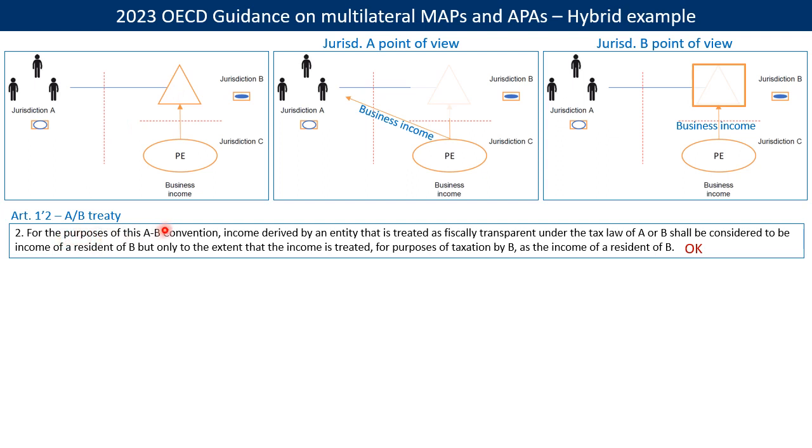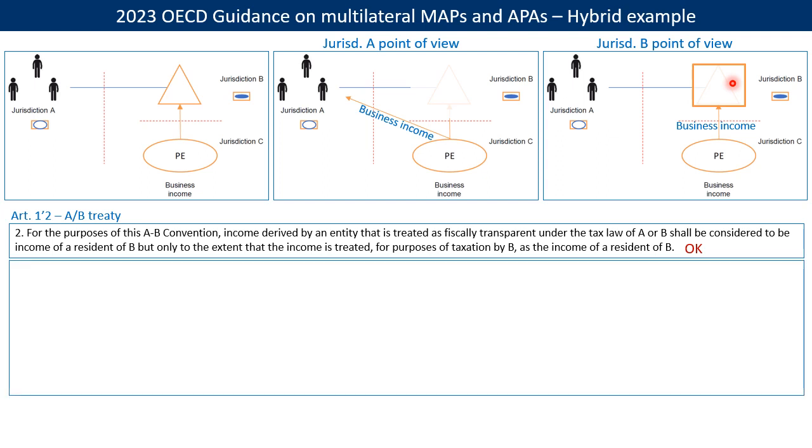So for purposes of the AB convention, income derived by an entity, the partnership, that is treated as fiscally transparent under the tax laws of B or A shall be considered to be income of a resident of B, right? But only to the extent that that income is treated for purposes of taxation by B as income of a resident of B, and B will tax the partnership. So I think we're okay here, right? And then A should give some kind of dividend tax relief or something like that, right? But I think the condition of being taxed in B is fulfilled here.